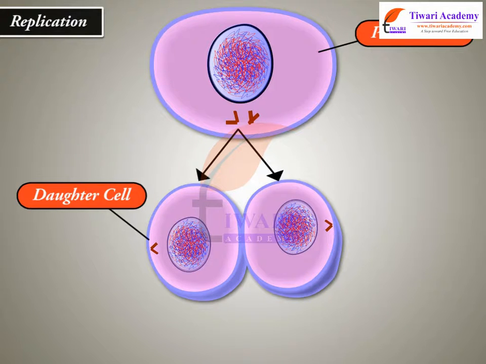The process of DNA replication thus ensures that the molecular material passes to the daughter cells in equal amounts and types.